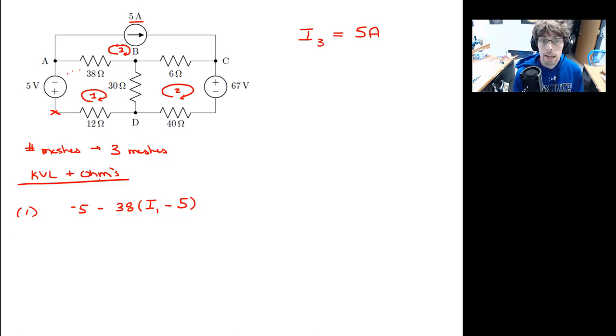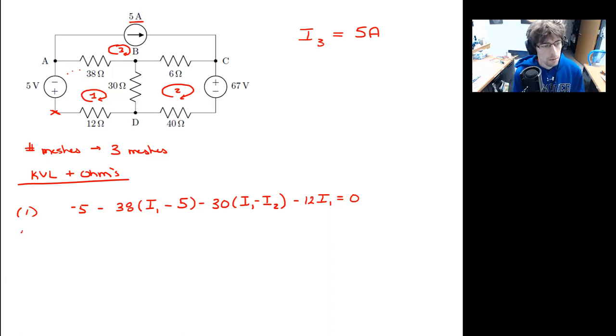Keep walking, and now I have this vertical branch, which is shared between meshes 1 and 2. It's again a drop. I have 30 times (I1 minus I2). I keep walking along, and finally, I have this 12 ohm resistor, which is not shared with any mesh. And so it's just I1 there, and I get zero as the total.